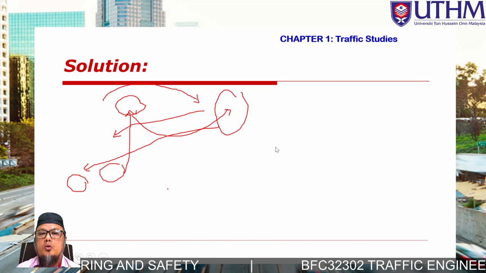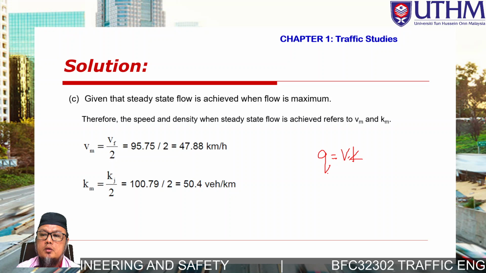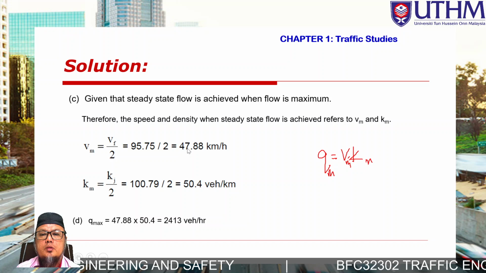So to get Q maximum, just remember this basic formula. Always remember this basic formula. Okay, I just go to the next slide. Just remember this formula, I write again: Q equal to Vk. But remember, when we want to determine maximum flow, which is Qm, we have to use Qm, Vm, Km. So we have to use the reference. If you want to get Qm, everything must be Vm, Km. So Q maximum equal to Vm multiplied by Km, which is 47 or 48 multiplied by 50.4.